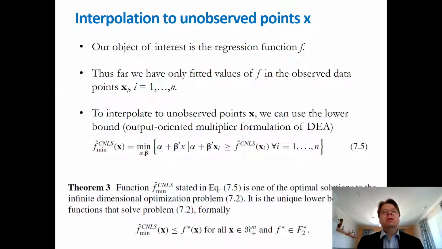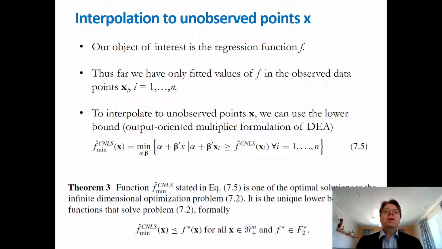So in that sense, we also need to interpolate somehow between these observed data points. And in my 2008 paper, I proposed to use this kind of minimum function that I have indicated here with this equation numbered 7.5. That refers to the book chapter that I referred to at the beginning.